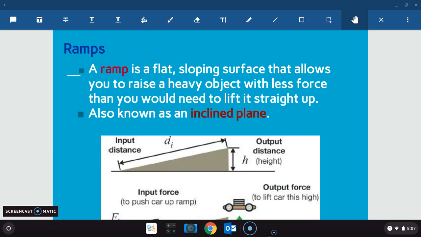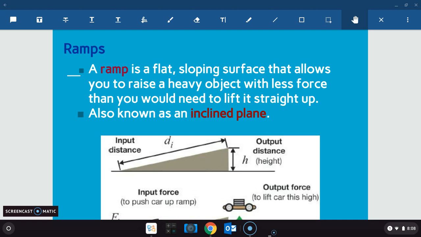This video is on the ideal mechanical advantage of ramps and of screws. Please remember from one of the previous videos that ideal mechanical advantage, also known as IMA, is always going to be larger than the actual mechanical advantage because it ignores friction. It assumes that there is no friction in the world, thus making that mechanical advantage ideal or perfect.